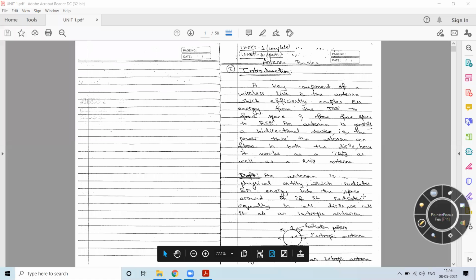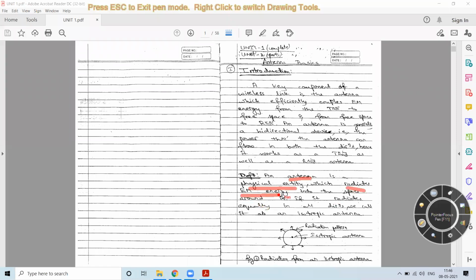By definition, an antenna is a physical entity which radiates electromagnetic energy in the space surrounding the antenna. And when I consider the isotropic antenna, it will be radiating an equal amount of electromagnetic energy in all directions. An isotropic antenna is an ideal antenna.